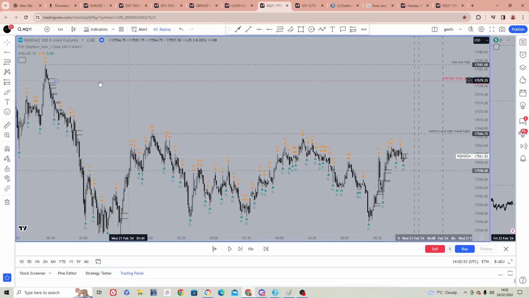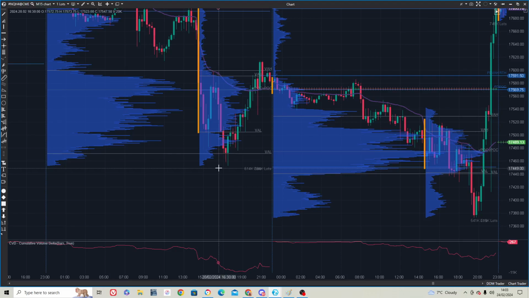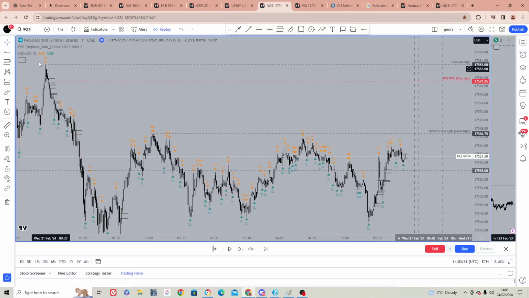Now, I've already noted the TPO point of control here at 17579, but what about volumes? Okay, we're talking about the trading on the 21st. The previous day's volume point of control is 17570.